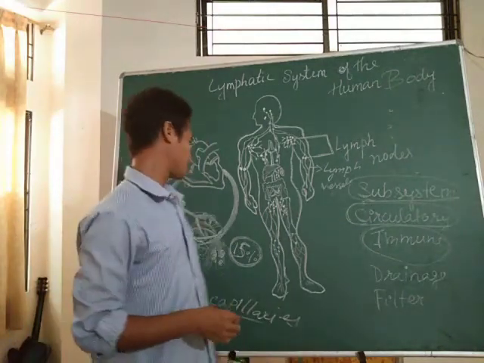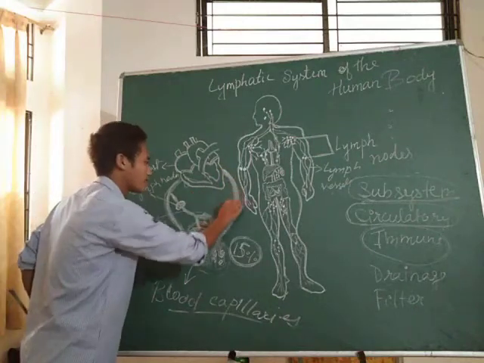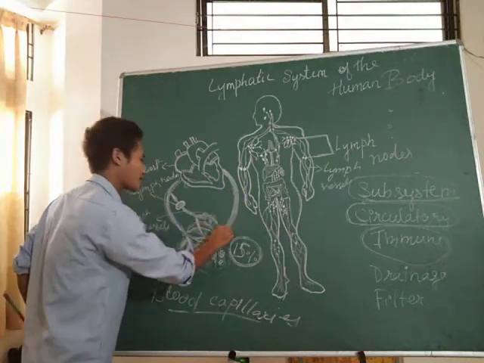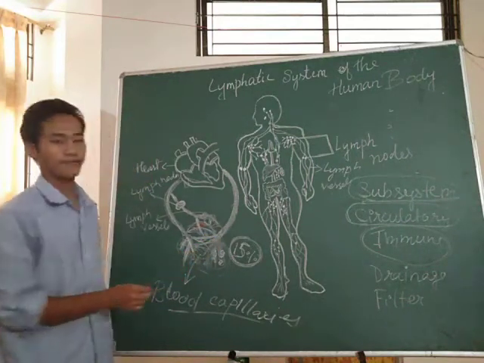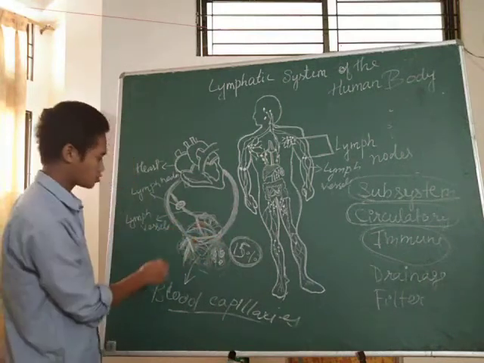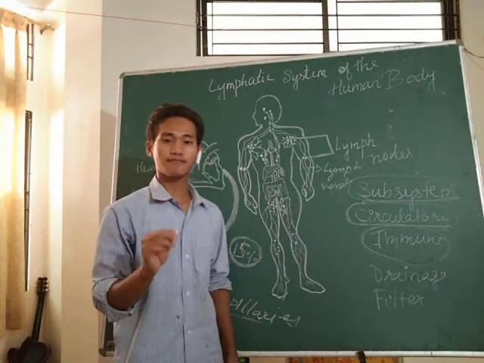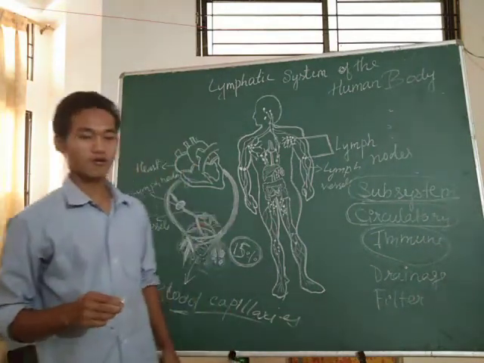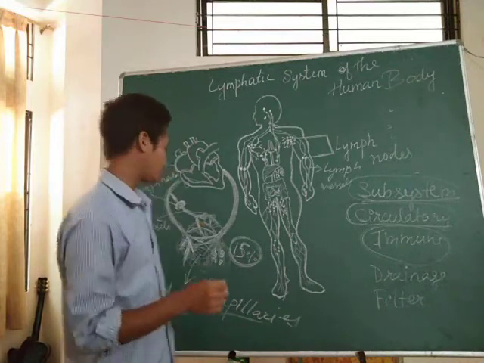When the blood brings this oxygen and the necessary nutrients, this exchange takes place in the blood capillaries. So what are the blood capillaries? Blood capillaries are the smallest blood vessels in our body.